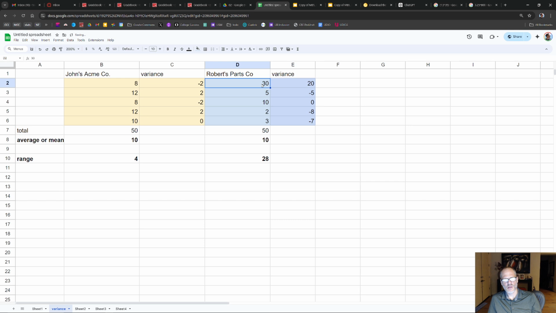So this data point here varies this much from the mean. 30 is 20 more than 10, right? This 30 varies 20 from the mean. This 5 varies -5 from the mean. This 10 varies 0 from the mean. This 2 varies -8 from the mean. This 3 varies -7 from the mean. And if we add all these up, 7 and 8 is 15, and 5 is 20, all negative, and 20 there, those add up to 0. So that's kind of an interesting deal.